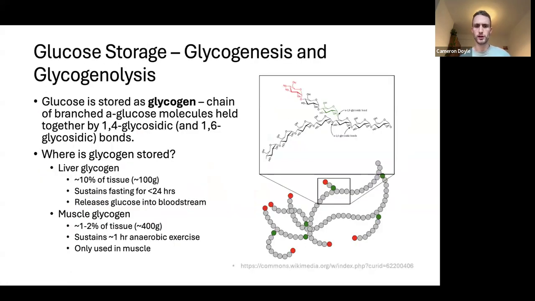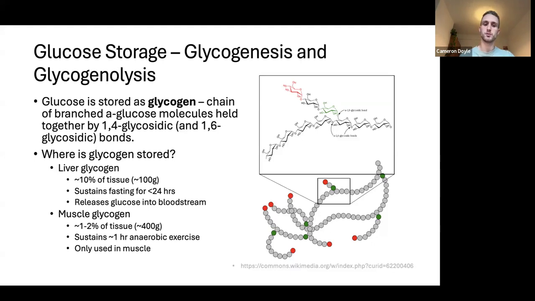Okay, so we'll go over glucose storage, and specifically the metabolism of glycogen, which is the main storage molecule for glucose in the body. The structure of glycogen is a branched polysaccharide consisting of glucose molecules bound by 1 to 4 glycosidic bonds, and every 4 or so you have 1 to 6 glycosidic bonds, which allows for this branching structure.